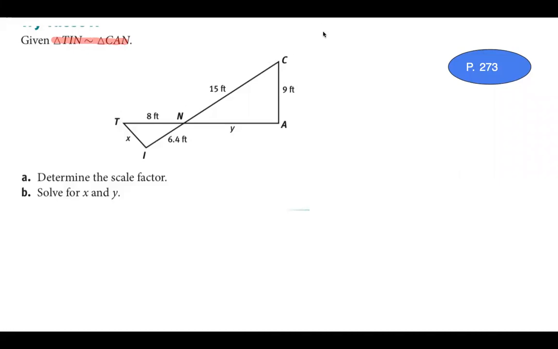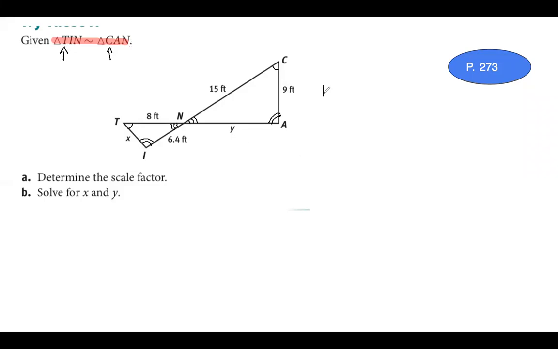Whenever you have a similarity statement, it is your best friend if you're trying to figure out corresponding sides. The letters are all in order. So if I just use one letter, I can find the corresponding angle. Angle T is corresponding, which means also congruent, to angle C. Angle I is corresponding and congruent to angle A. And I know that these two angles are congruent because they're vertical angles, and vertical angles are always congruent. Okay, so that's going to help me.